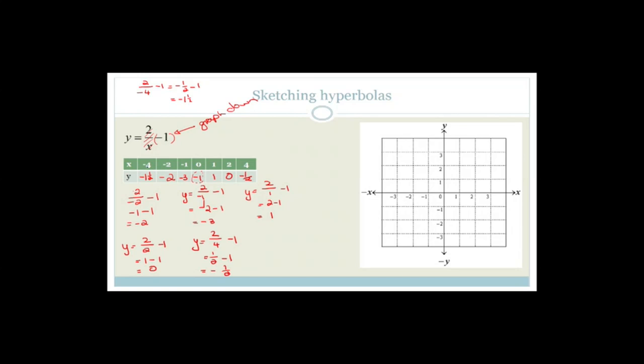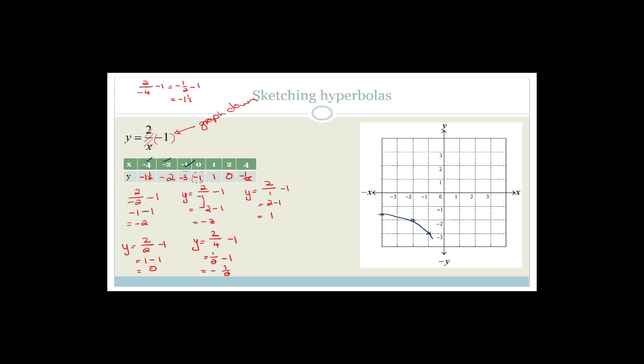So what are we saying? When x is minus 4, y is minus 1.5. That's the first point. Ding-ding. When x is minus 2, y is minus 2. Ding-ding. When x is minus 1, y is minus 3. Excellent. Do you see it's got that beautiful shape? So those are happy.